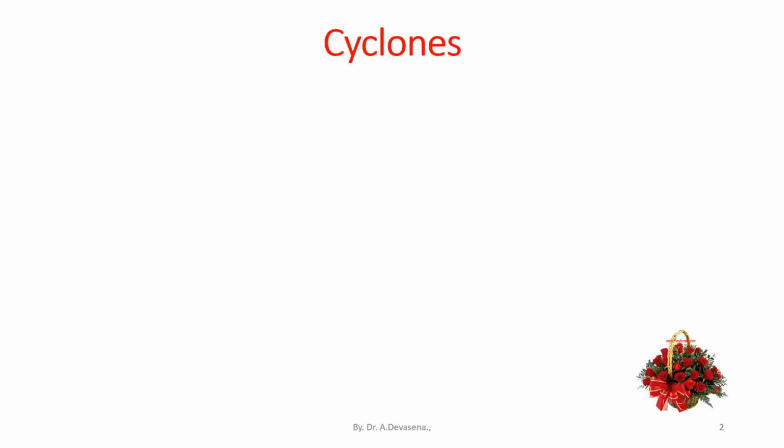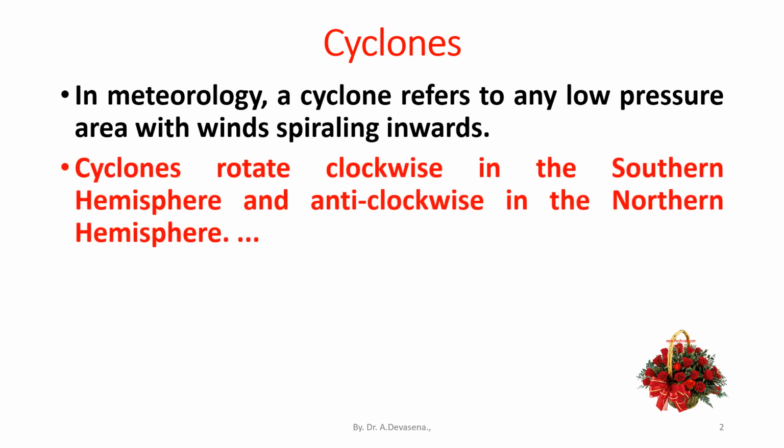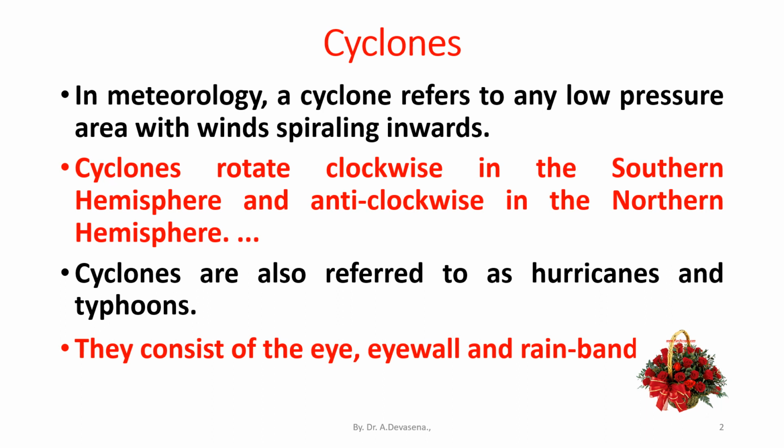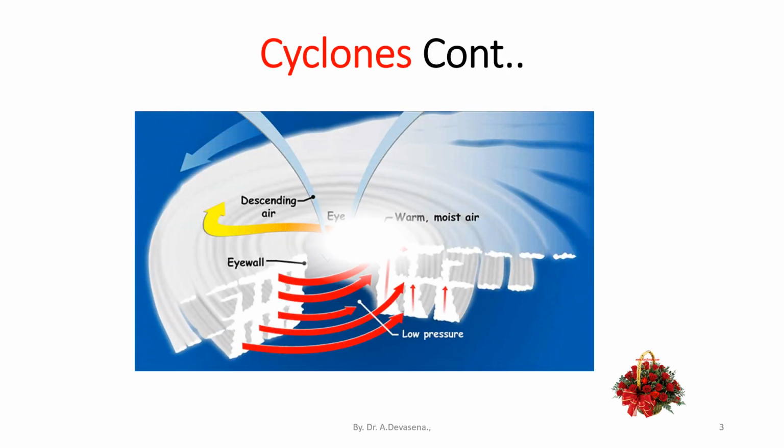Cyclones. In meteorology, a cyclone refers to any low pressure area with winds spiraling inwards. Cyclones rotate clockwise in the Southern Hemisphere and anti-clockwise in the Northern Hemisphere. Cyclones are also referred to as hurricanes and typhoons. They consist of the eyewall and rain band.